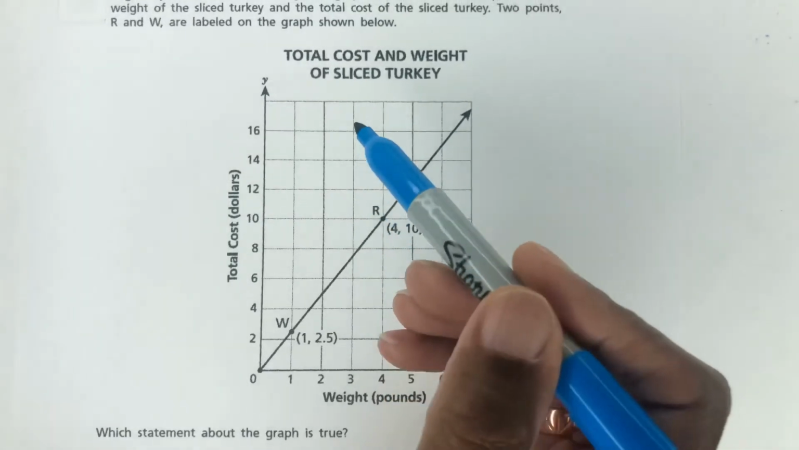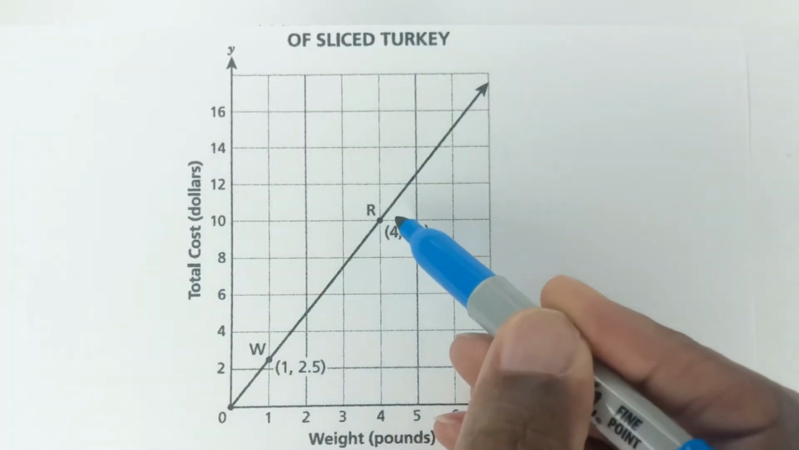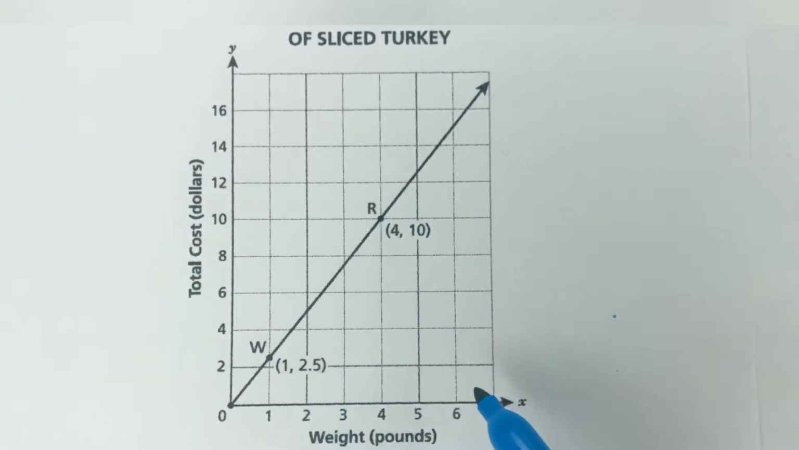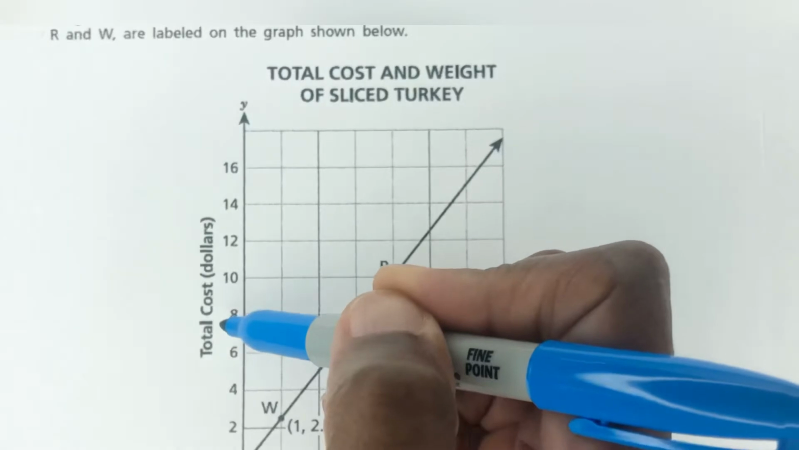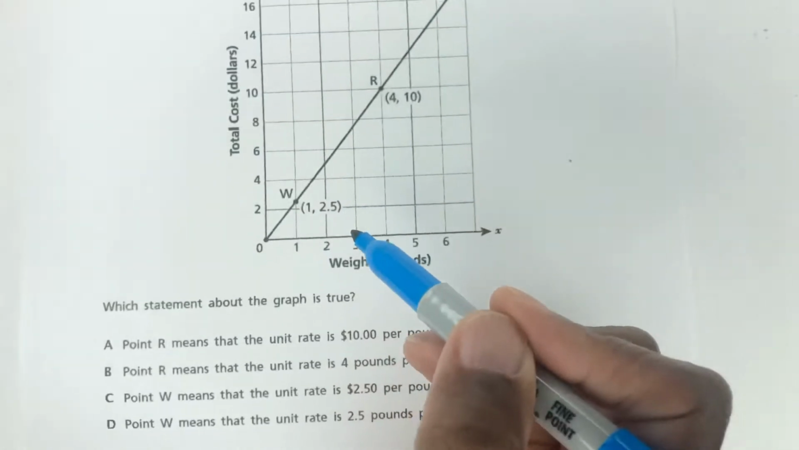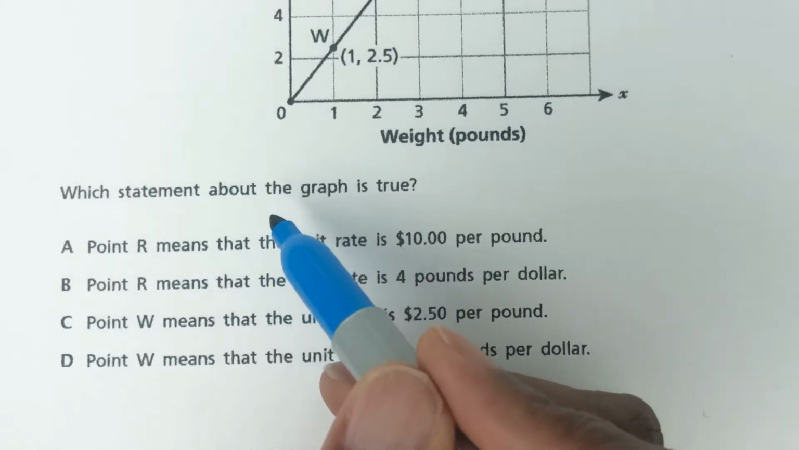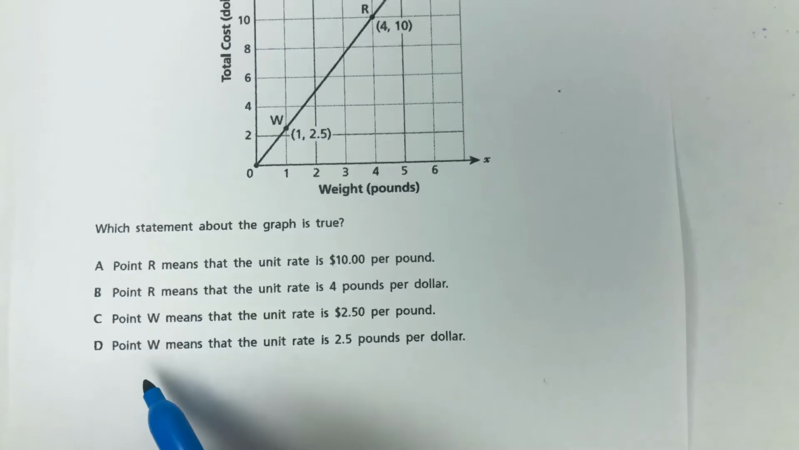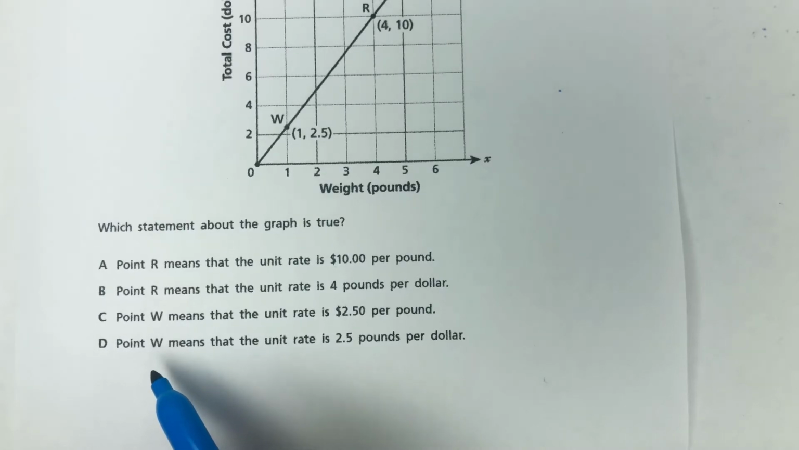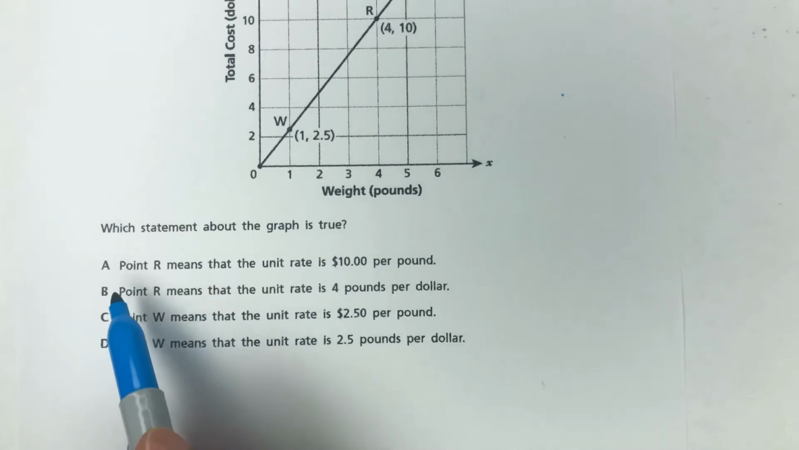So here you can see the graph, and then we have the W is here, and then we have the R here. On the X-axis, we have the weight in pounds, and on the Y-axis, we have total cost in dollars. Question is asking, which statement about the graph is true? So is it A, B, C, or D? So let's have a look. Let's eliminate one at a time. So point A.